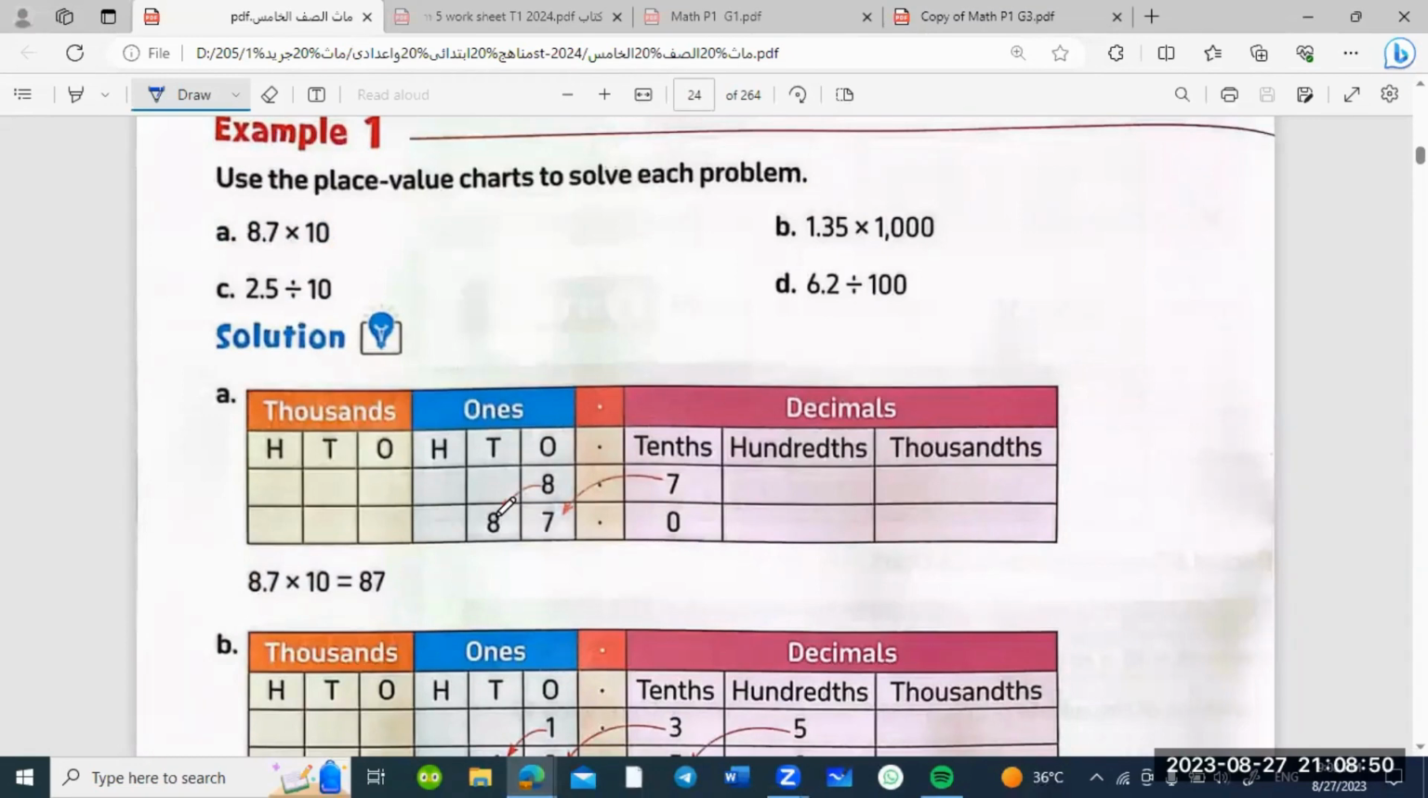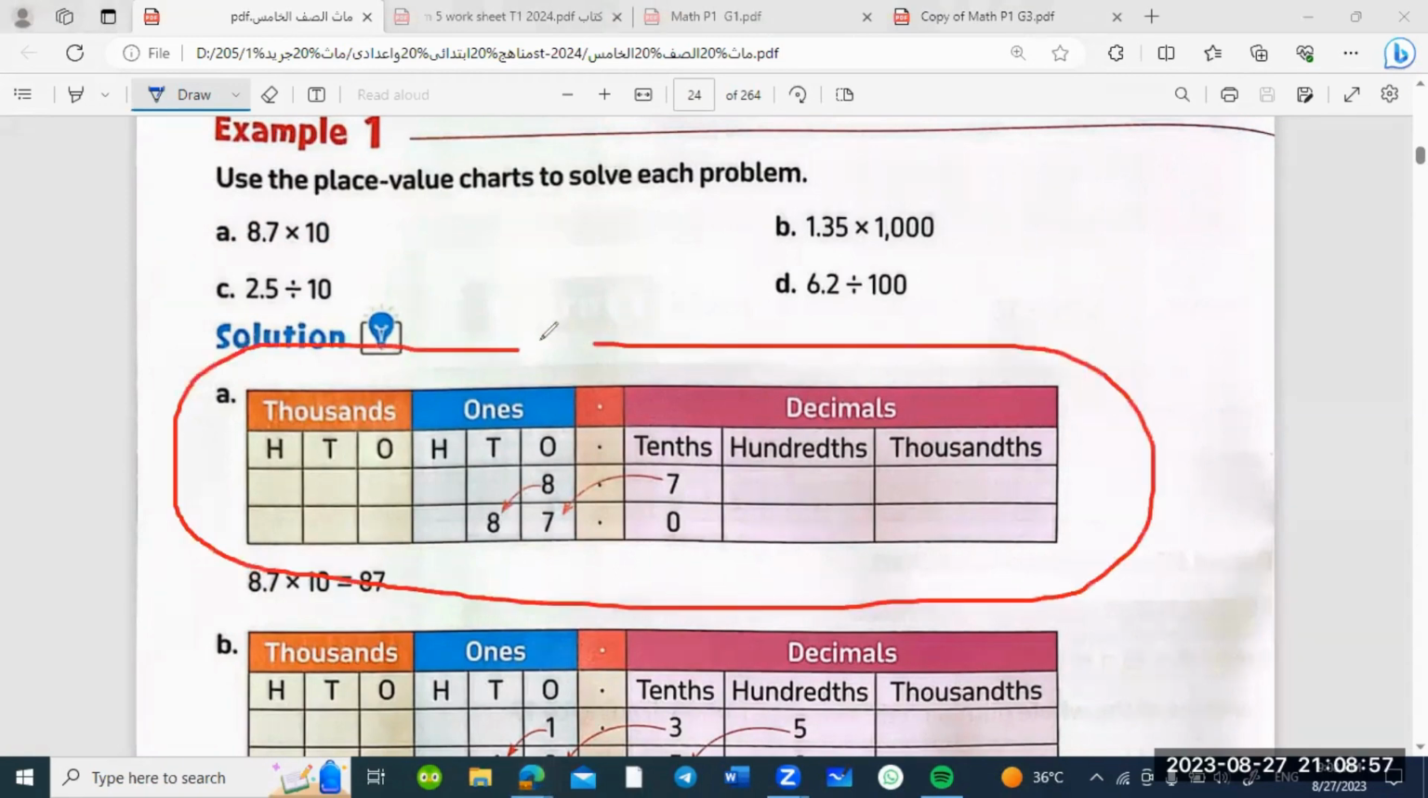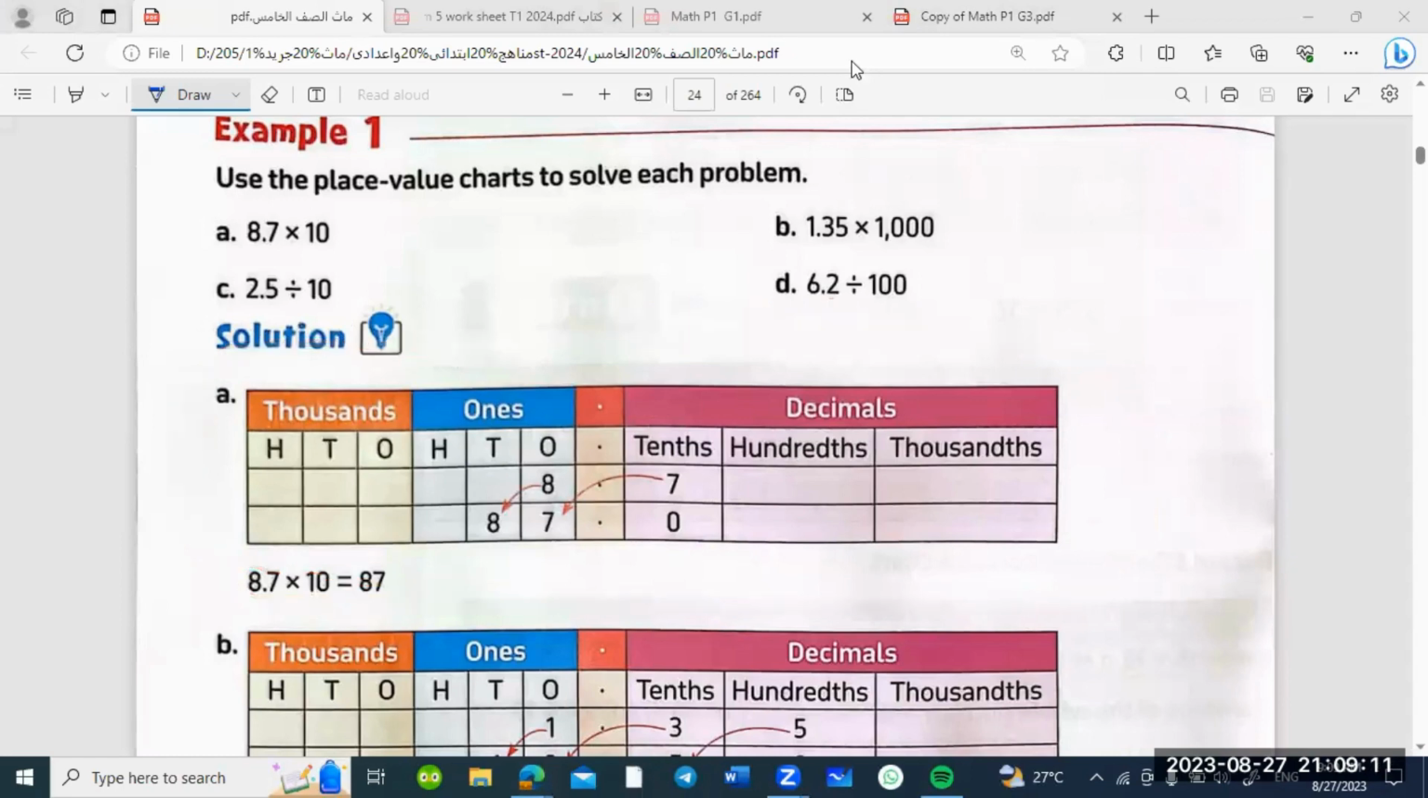we should use something called a place value chart. Do you know this shape? Do you know this model? This is called what? This is called place value chart. Place value what? Chart. So we will use this model to explain the first lesson with the first way. The second way, we don't need this place value chart.